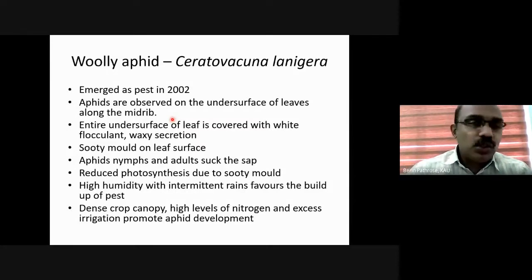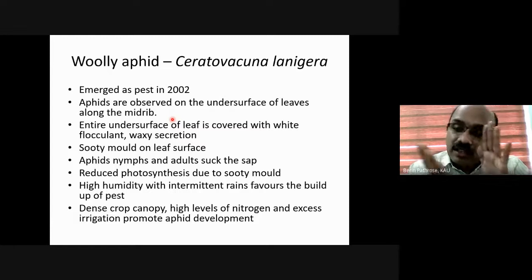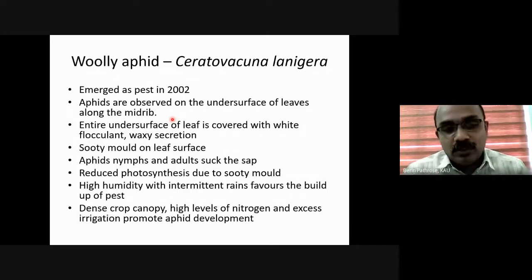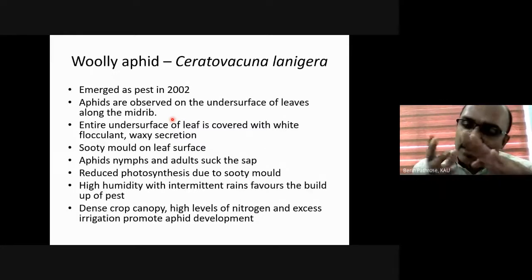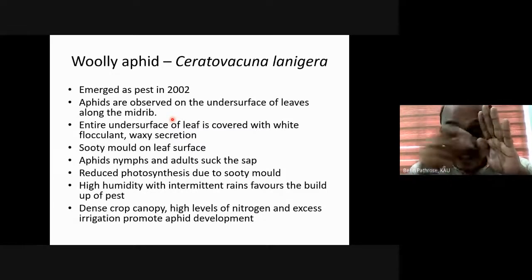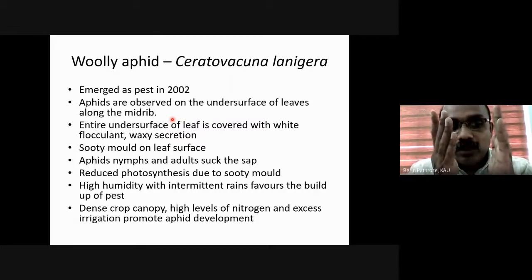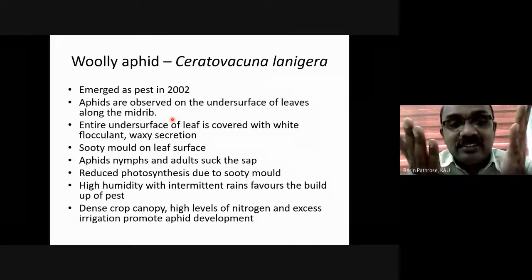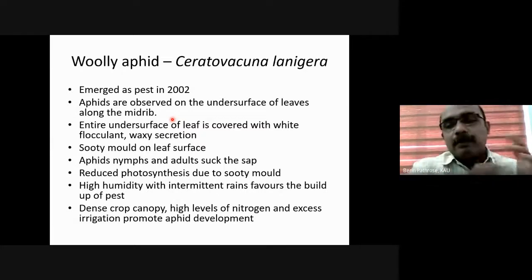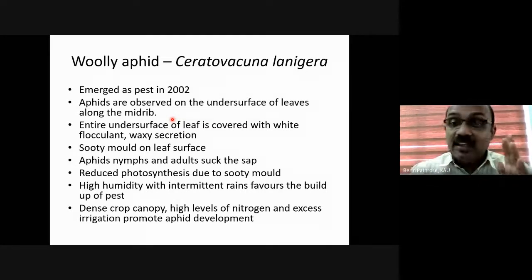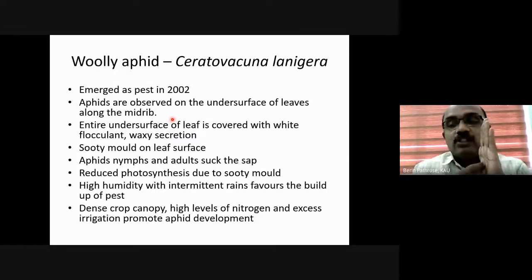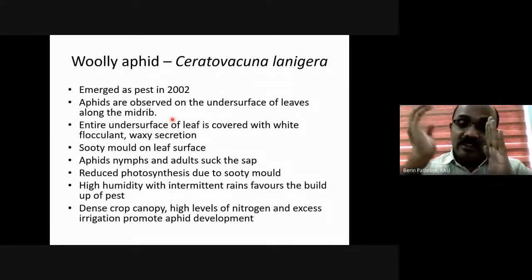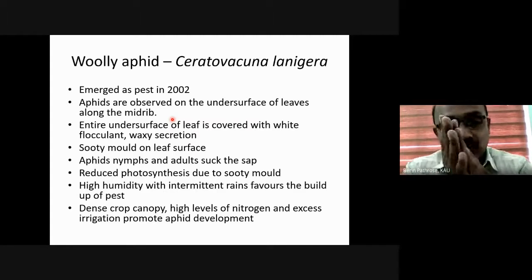Usually these aphids are seen on the undersurface of the leaf. Except for cowpea aphid and a few others, most of the aphids prefer the undersurface of the leaf. So here also aphids are seen on the undersurface of the leaf. Initially they are seen along either side of the midrib, but later on, as the infestation increases, it completely covers the undersurface of the leaf.